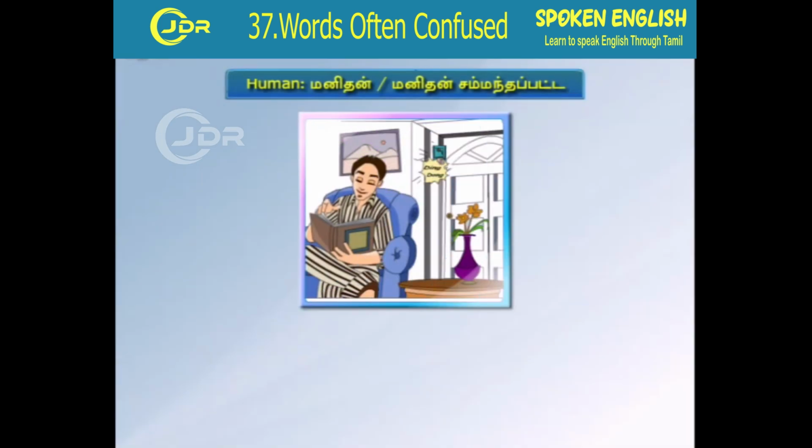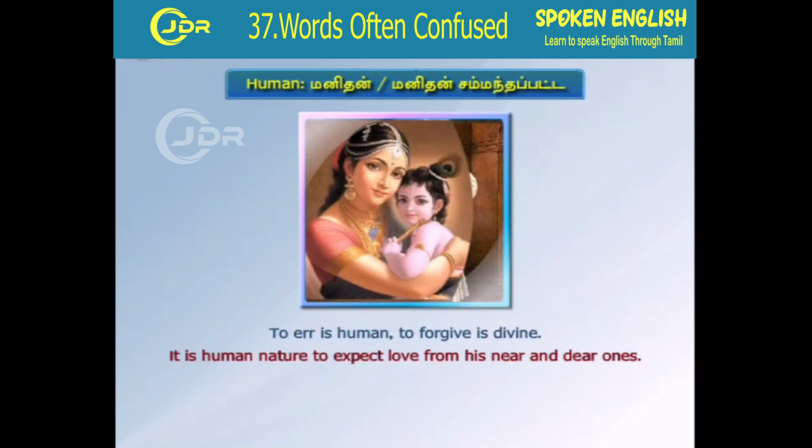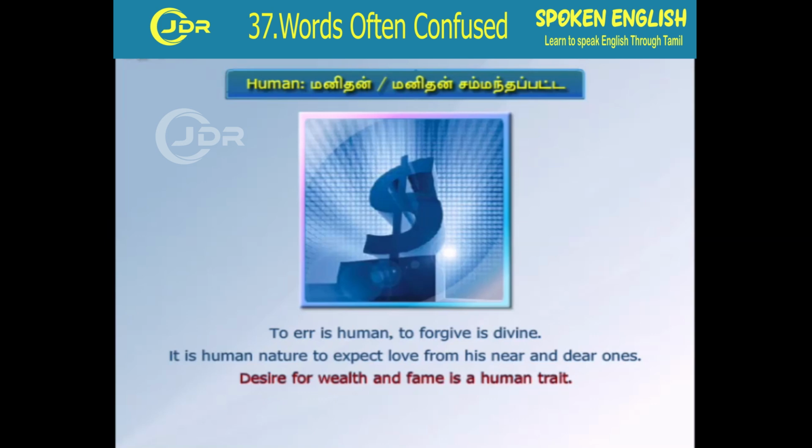Human. To err is human, to forgive is divine. It is human nature to expect love from his near and dear ones. Desire for wealth and fame is a human trait.